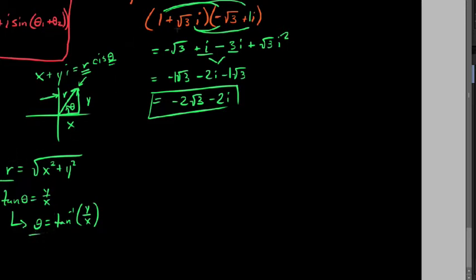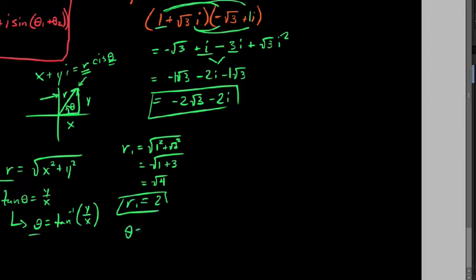So looking at our first complex number, r is the square root of 1 squared plus radical 3 squared. So r1 is the square root of 1 plus 3, which is the square root of 4, which is 2. So this is our r1. And then as far as our argument goes, theta, or theta prime, this is a reference angle, is tangent inverse of y over x.